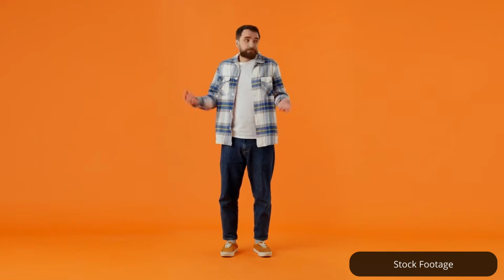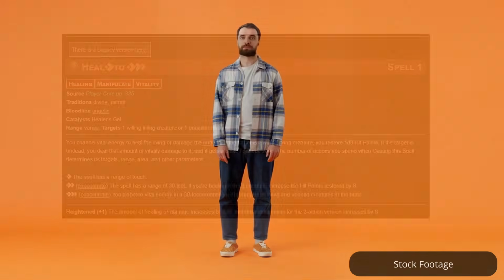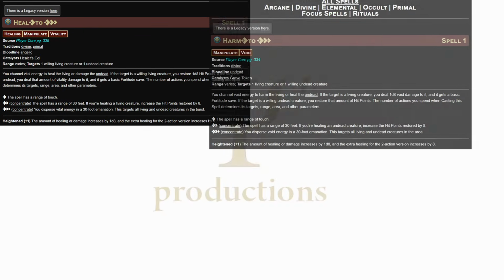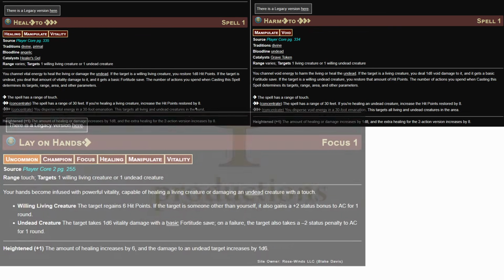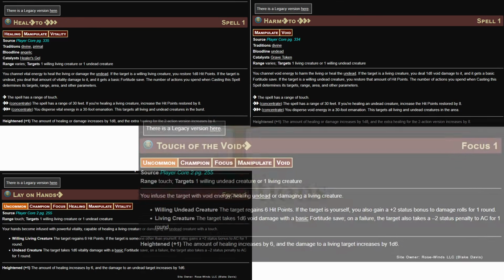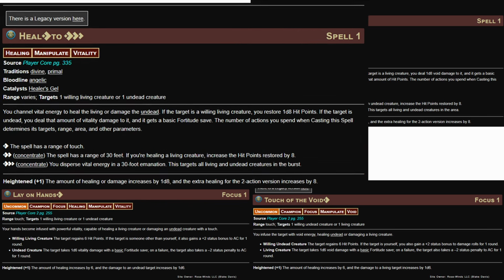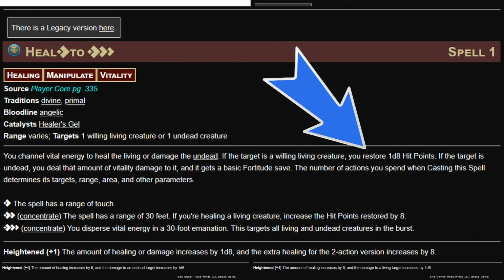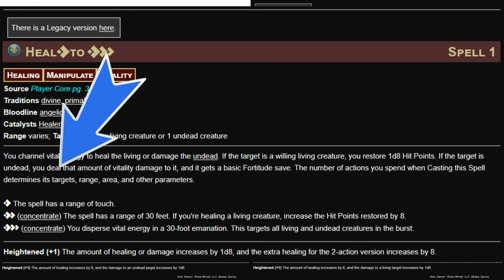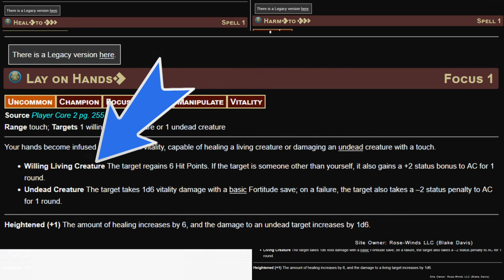So, what's the issue? Well, the issue is that there are two spells, really four spells, that muck it all up and get people confused. The heal spell, the harm spell, and the champion focus spells Lay on Hands and its evil equivalent Touch of the Void. These spells muck up the whole thing because each of these spells explicitly does two things. Each heal spell both heals living creatures and harms undead creatures. Same with Lay on Hands, and then Harm and Touch of the Void do the opposite.